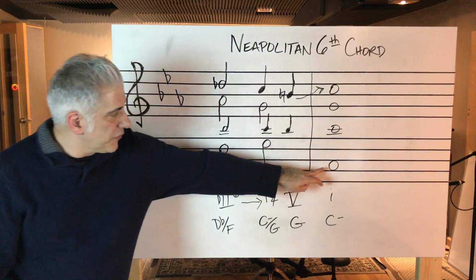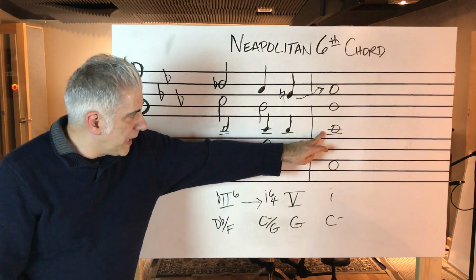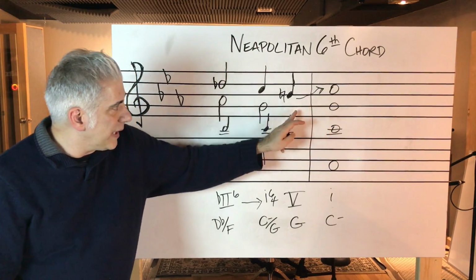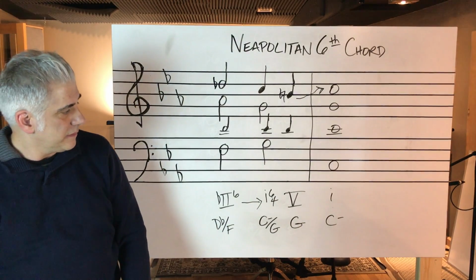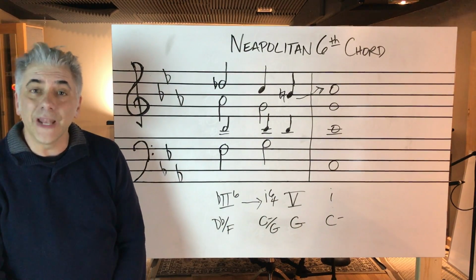Now this G resolves down to C, the tonic. The D goes back up to the E flat, which is the minor third. G holds as a common tone, and the leading tone B goes up to C, the tonic there. So this is a Neapolitan sixth chord, and it sounds like this.